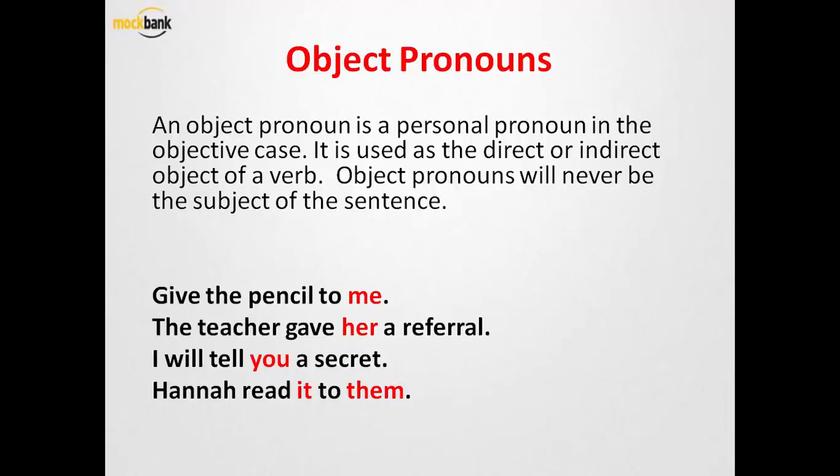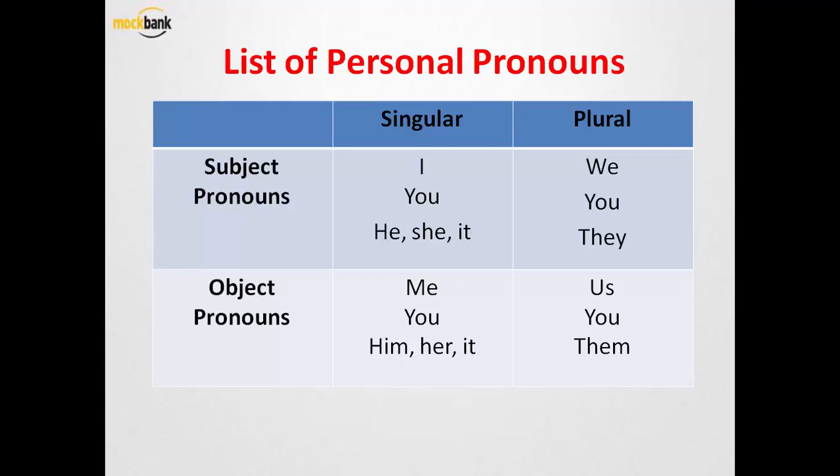The teacher gave her a referral. Who gave her a referral? The teacher. So teacher will go on to become a subject. Who received the referral? Her. Then her would go on to become the object. Two more examples. I will tell you a secret and Hannah read it to them. So in the first, you becomes the object. In the second, it and them become the object pronouns.